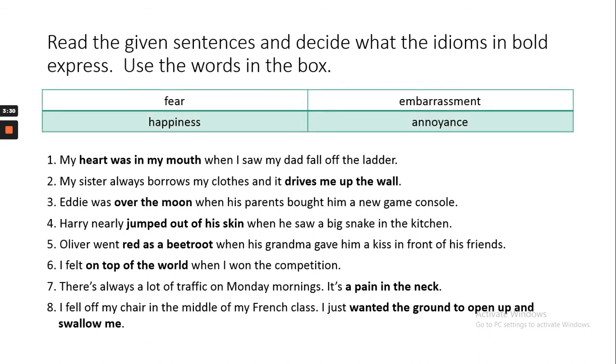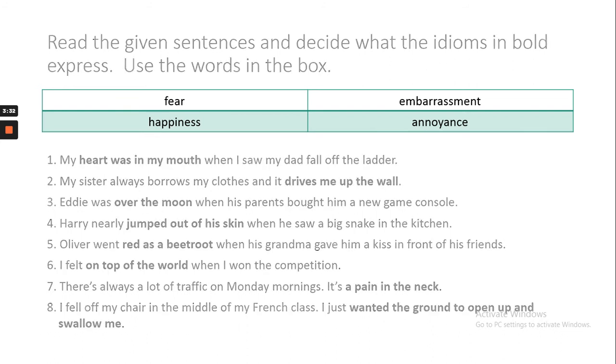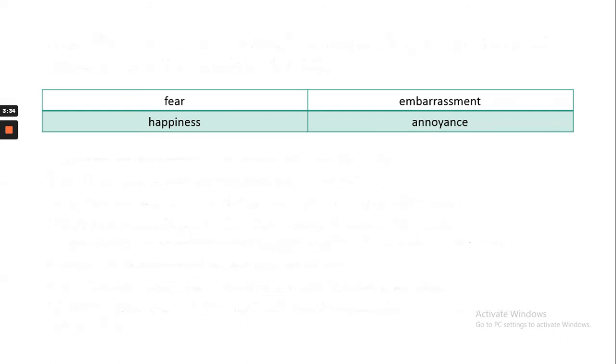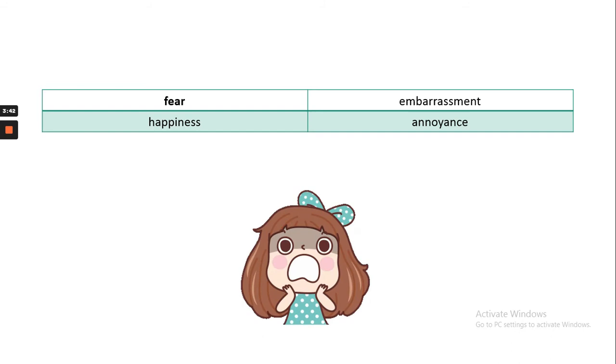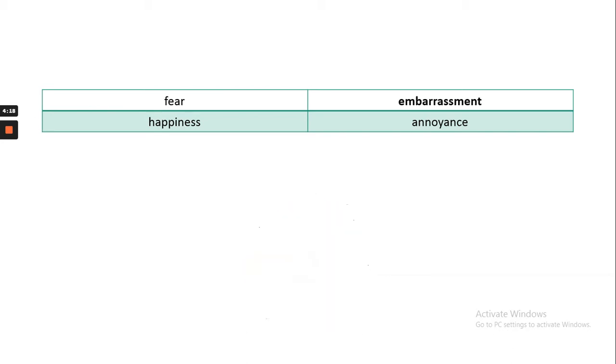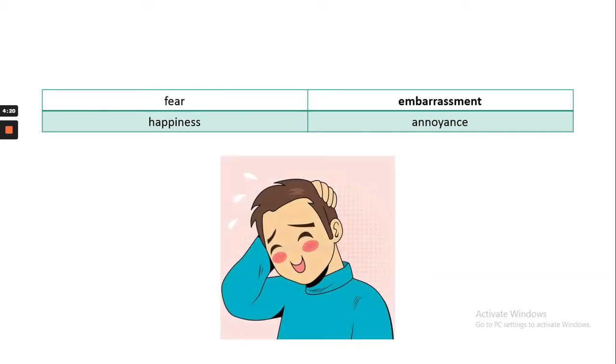Okay, so now let's look at the words in the box first. We are going to look at the meaning of each word. The first one is fear. Fear here means you are scared of something. Okay, takut. Kamu merasa takut. And the next word is embarrassment. Embarrassment here means you feel embarrassed. You are shy. Kamu merasa malu.